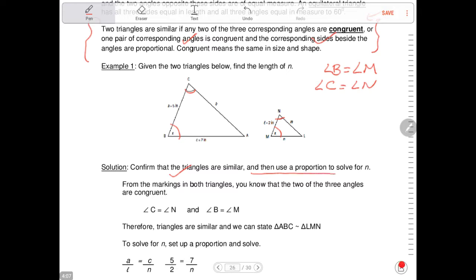And then use a proportion to solve for n. What does that mean? We've done this already. This is where you use the cross multiply and divide, what you know and what you want method. Do we have matching sides? We know the length of BC and we know the length of MN. So this is the side that I know, or the match that I know. B to C is 5 inches.